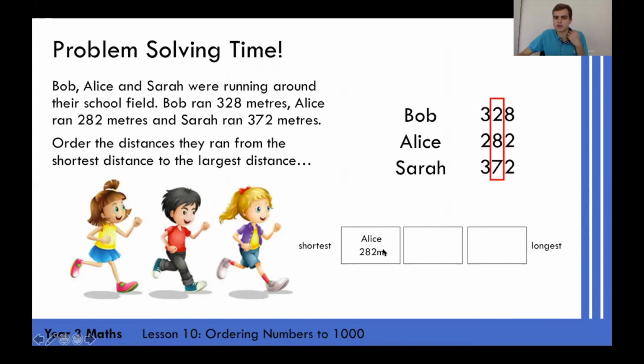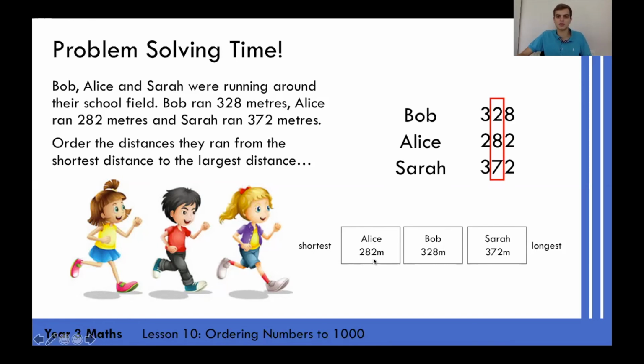So Alice has already run the shortest distance, because she only ran 200s, where the others both have 300s. Now looking at my tens, Bob has 2 tens, Sarah has 7 tens. Which one's smallest out of those two? Bob is next. Bob's got 2 tens, Sarah's got 7 tens. So Bob goes next, which means that Sarah ran the furthest distance.